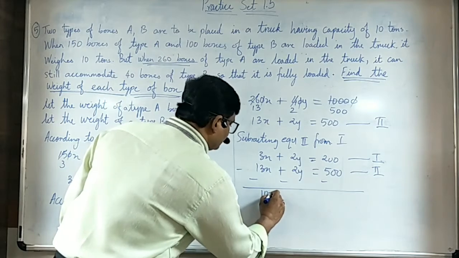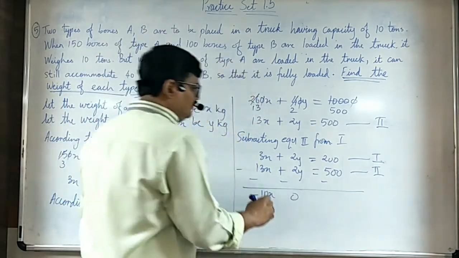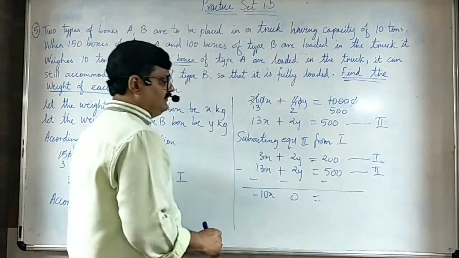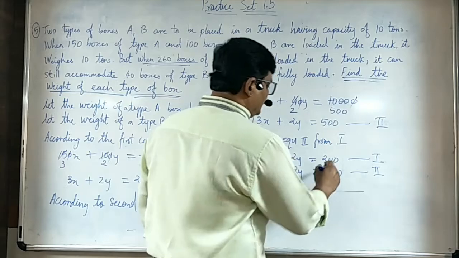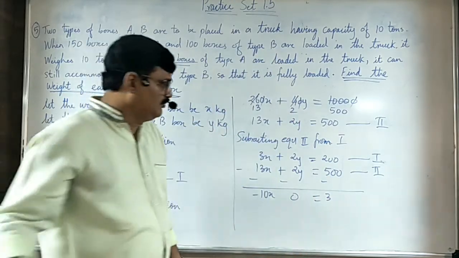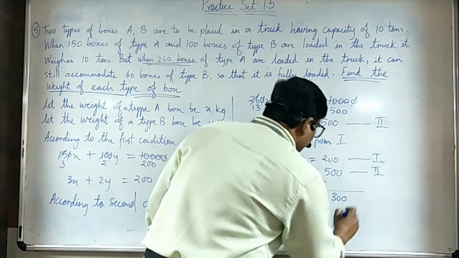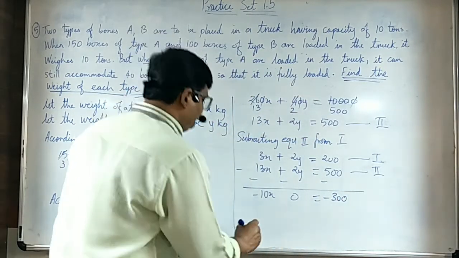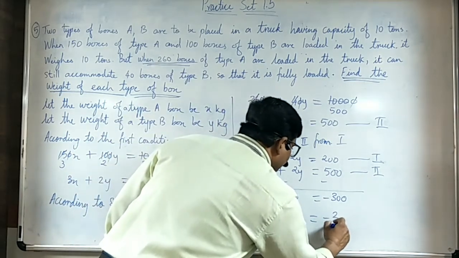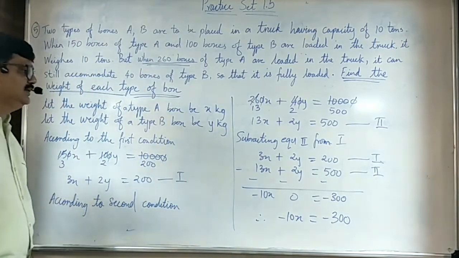But not 10x, it will be minus 10x because of the bigger number's sign. Here you will be getting 0. And then that is equal to 200 minus 500, which is 300. But not 300, you have to write minus 300 because of the bigger number's sign. Therefore what I am getting here is minus 10x is equal to minus 300. Can you see this? Minus 10x is equal to minus 300.